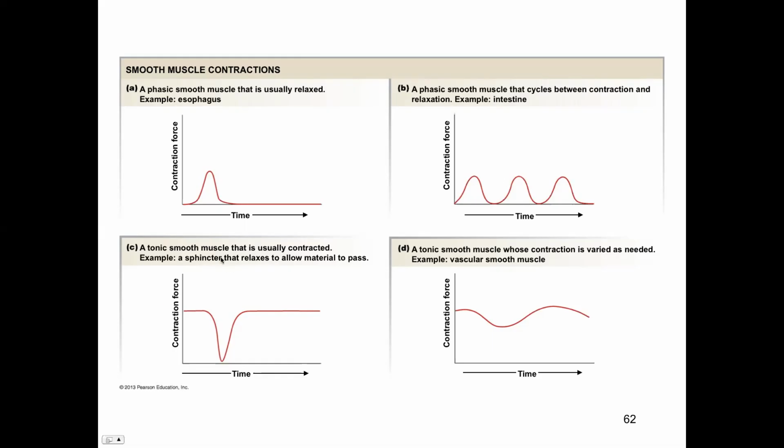Then you can have a tonic smooth muscle. Tonic meaning constantly contracted, which would be like a sphincter. So in this case, it's going to be constantly contracted, and then it's going to release when it opens, and that's what that's showing there. And then you can have a smooth muscle that's tonic as well, so there's always going to be some tension, but its variation is going to be changed as needed. That would be like what you have around your blood vessels, so vascular smooth muscle. All right, just to think about, because there are different contexts in which you have smooth muscle.